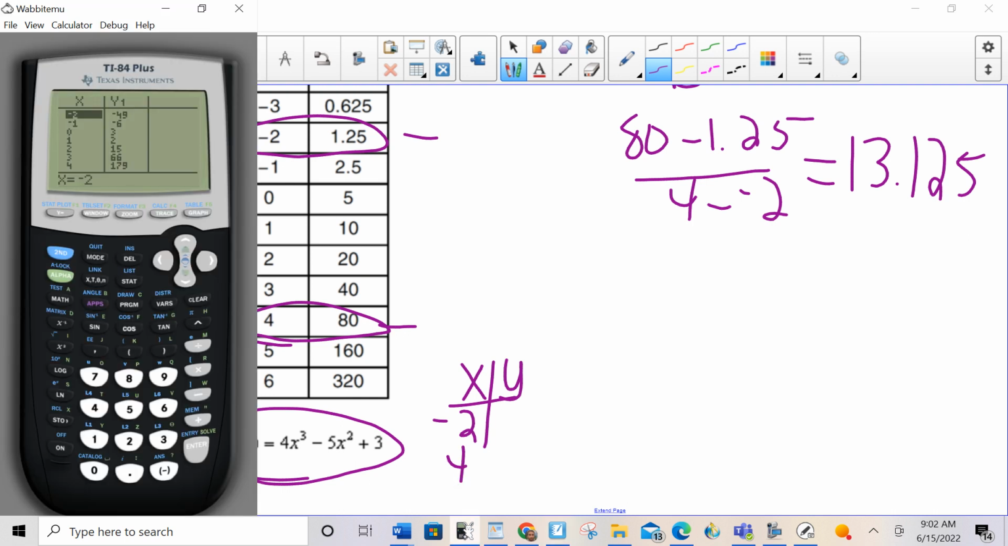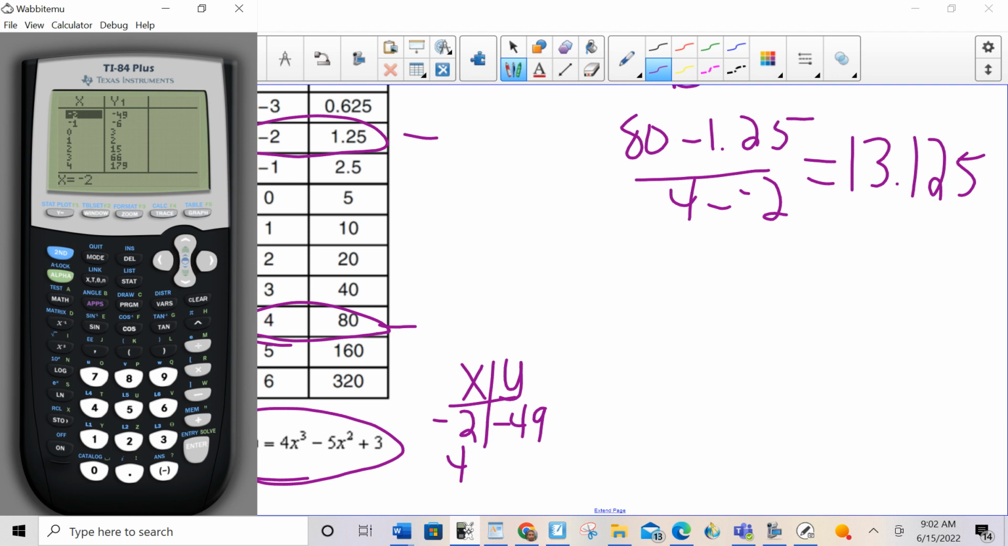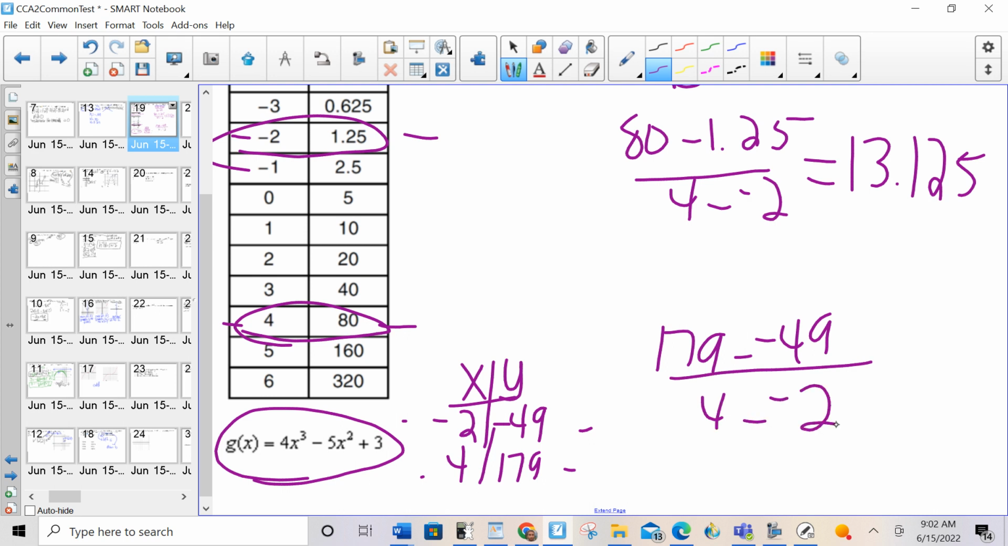Negative 2 is negative 49. 4 is 179. Bottom minus top. Bottom minus top. F of B minus F of A over B minus A. Make sure if there's a negative, you put the minus negative.